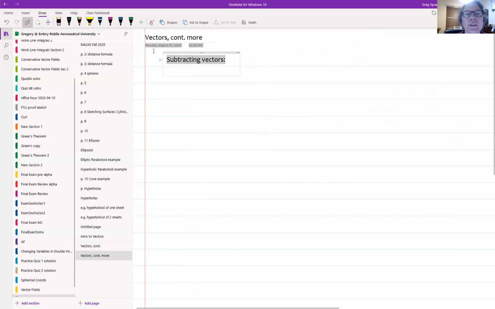Okay, I can do boldface. I have to use the mouse to do boldface, but subtracting the vectors works the same as it does with numbers. So v minus w is the same thing as v plus negative w.